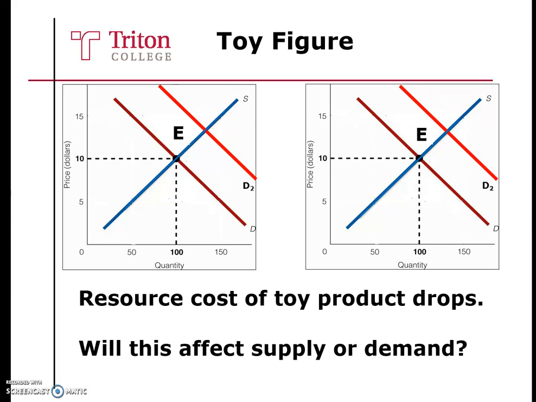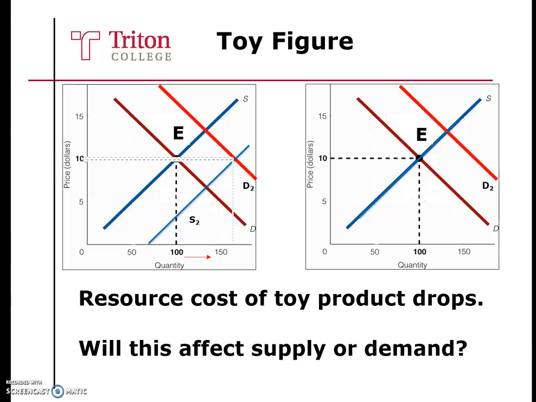How about resources? If resource cost for toys drops, what will happen to supply and demand? Supply would increase. Let's have a moderate shift first on your left-hand graph from S to S2. Let's take a look at the results. Our new equilibrium will show that price is constant at $10 while quantity equilibrium increases.